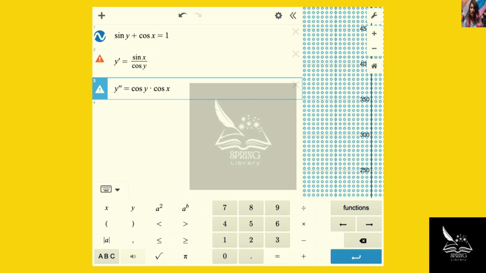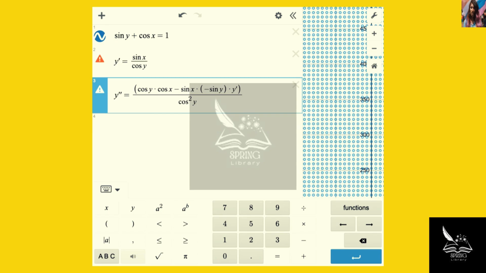We get cosine x times cosine y minus the sine of x times the derivative of the denominator. The derivative of the denominator is going to end up giving us a negative sine y times y prime. And then all of this is going to be over the denominator squared. So it'll be over cosine squared y.